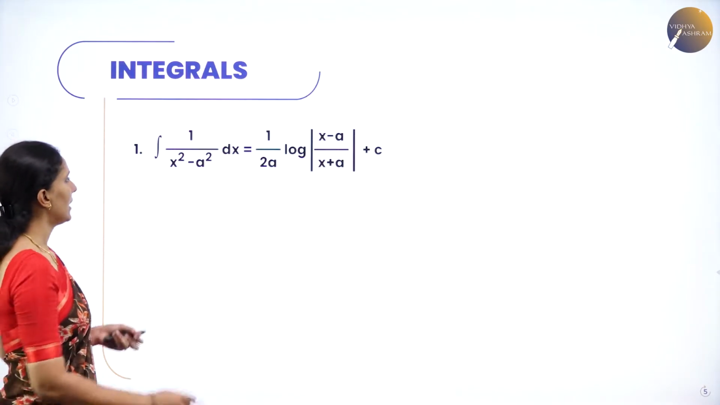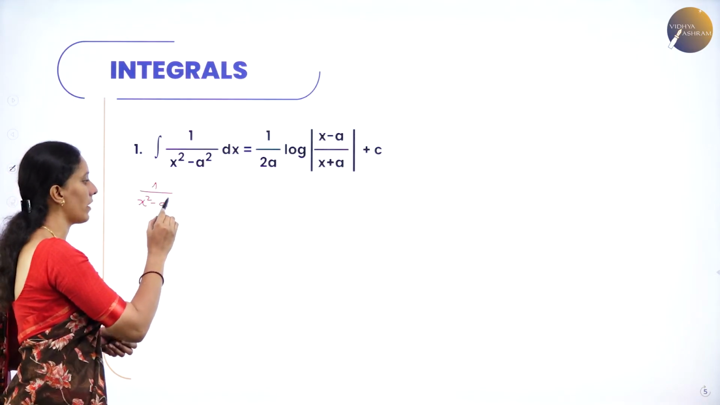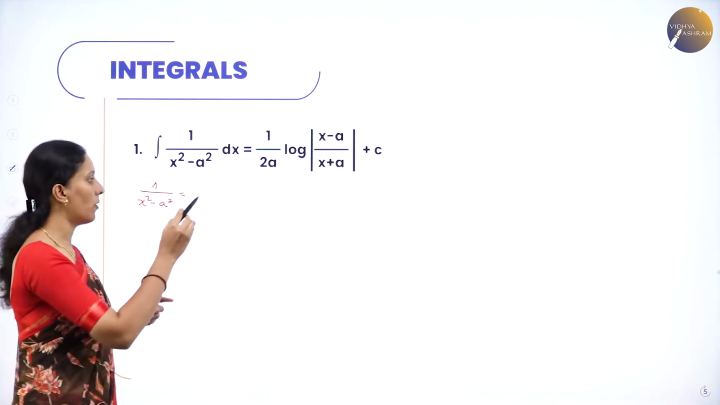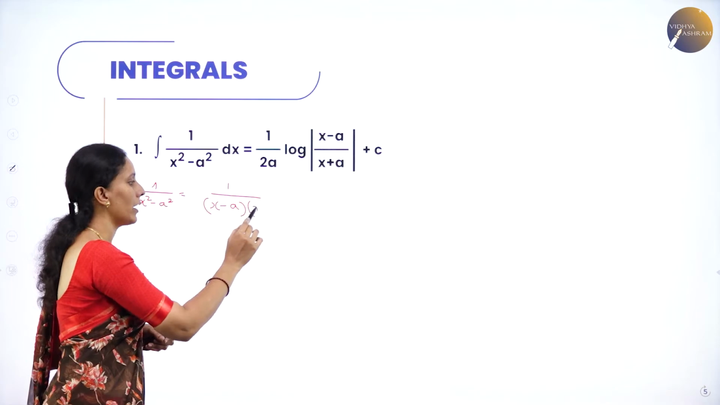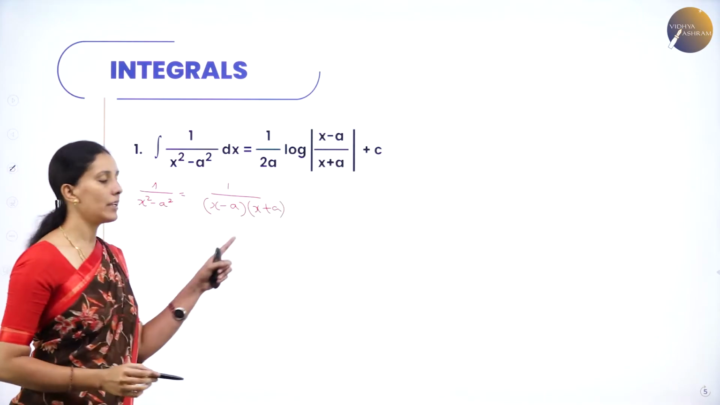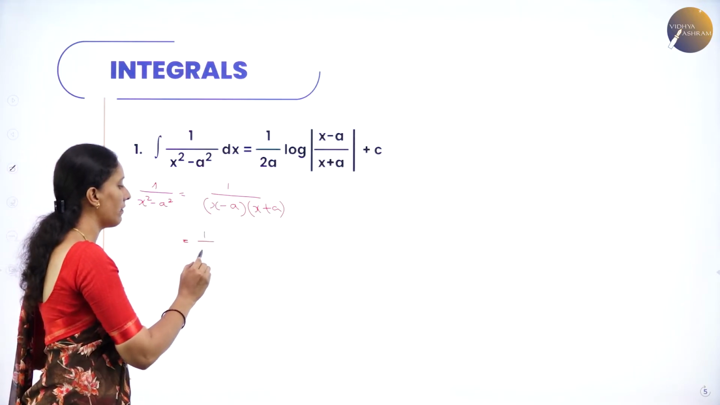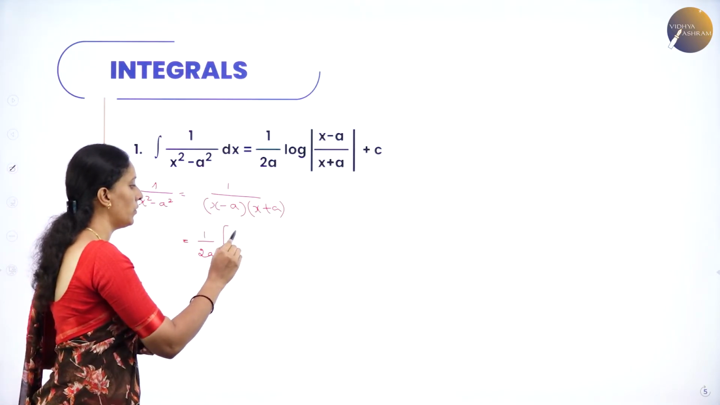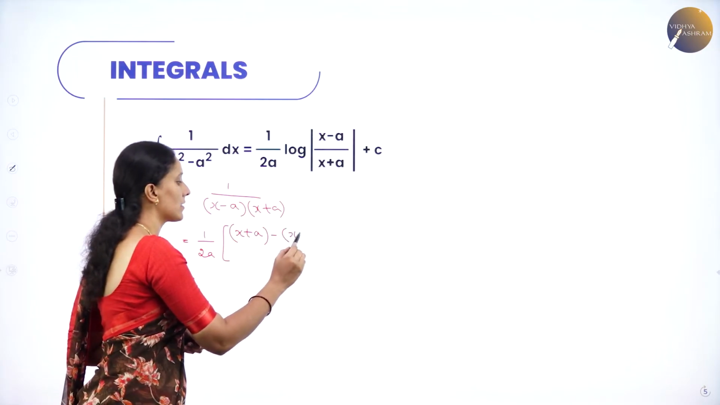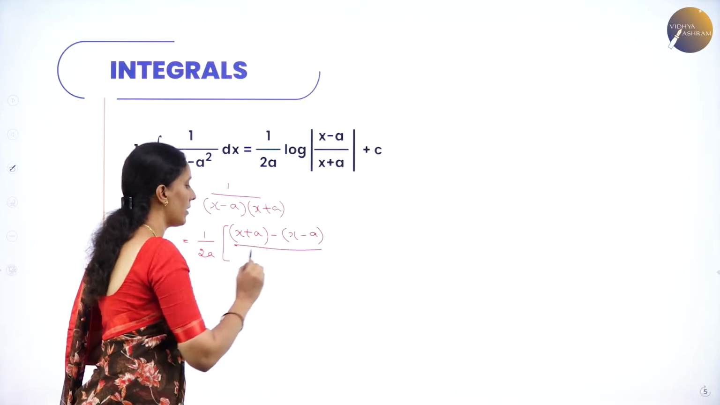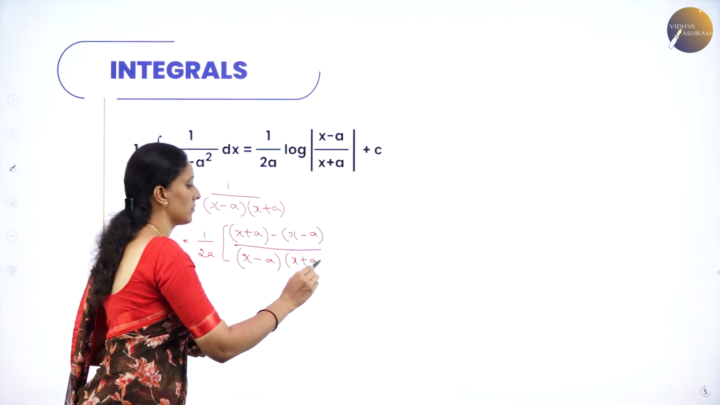So here first let me take this one, that is 1 divided by x square minus a square. I can express this in the form of 1 divided by (x minus a) times (x plus a). I can also rewrite this in the form of 1 divided by 2a into ((x plus a) minus (x minus a)) divided by (x minus a)(x plus a).